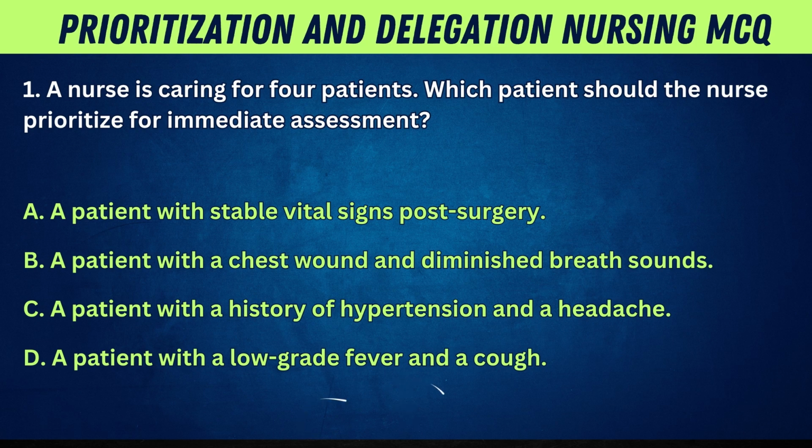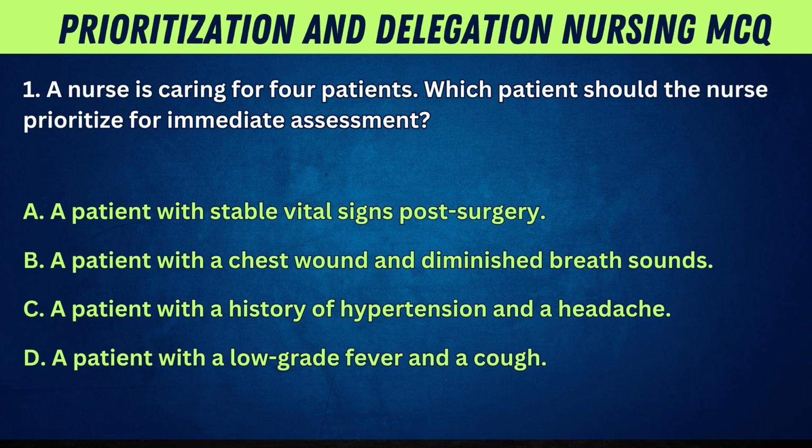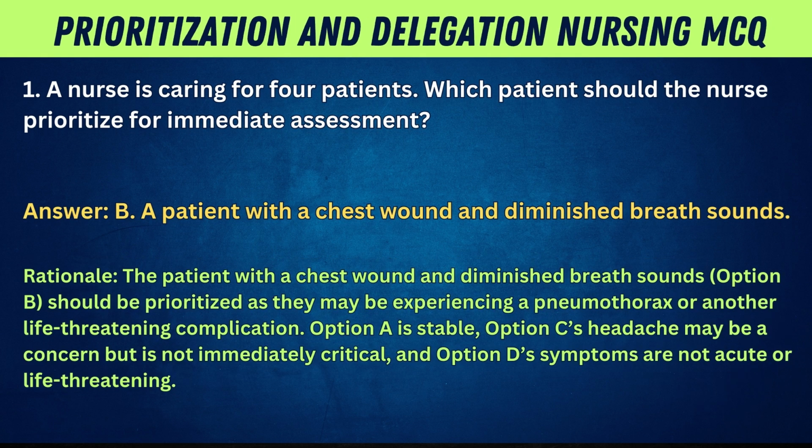1. A nurse is caring for 4 patients. Which patient should the nurse prioritize for immediate assessment? A. A patient with stable vital signs post-surgery. B. A patient with a chest wound and diminished breath sounds. C. A patient with a history of hypertension and a headache. D. A patient with a low-grade fever and a cough. Answer: B. A patient with a chest wound and diminished breath sounds.